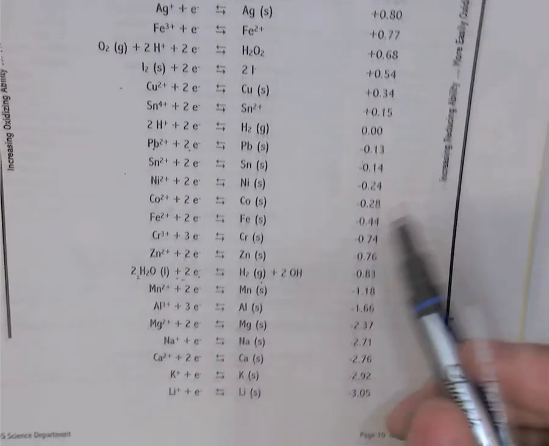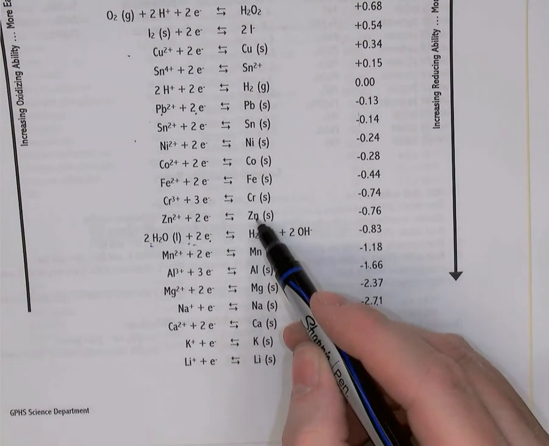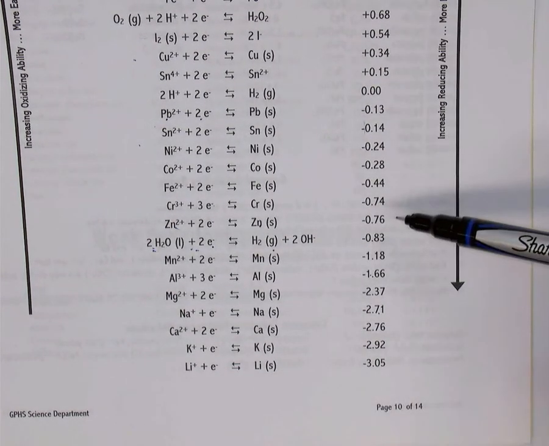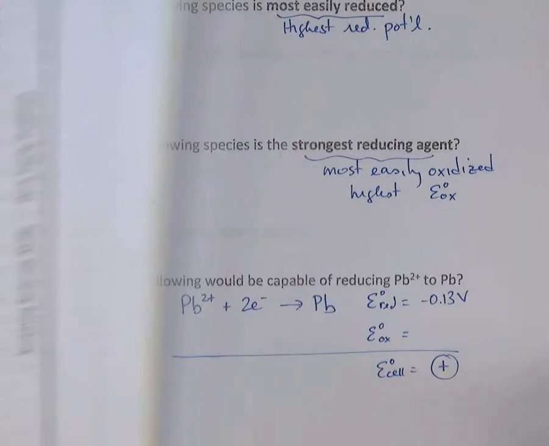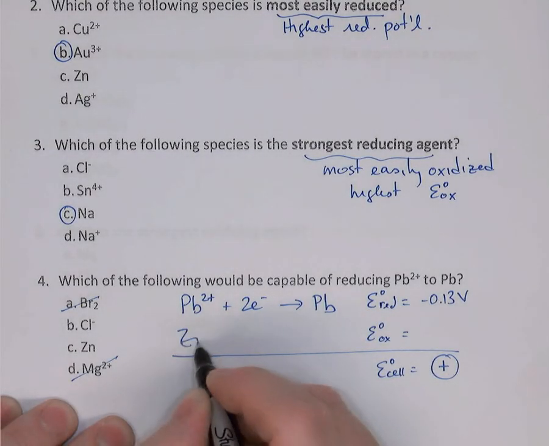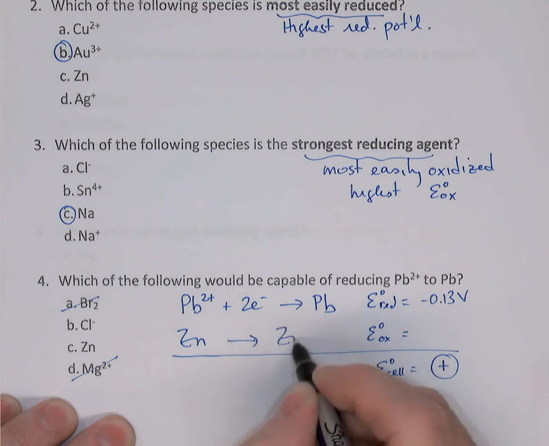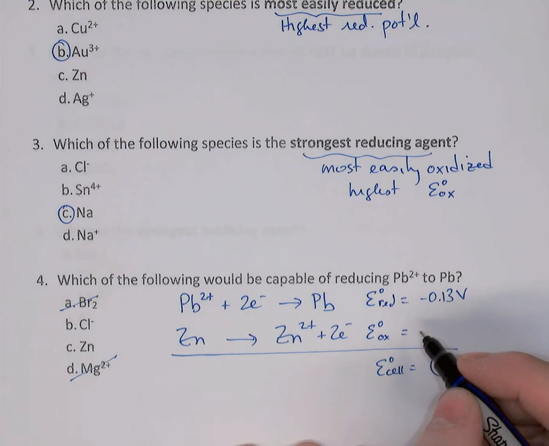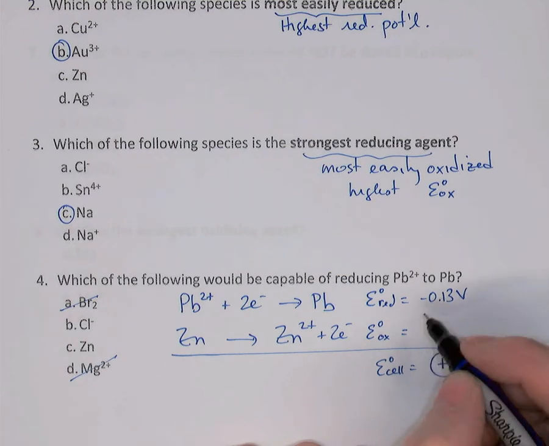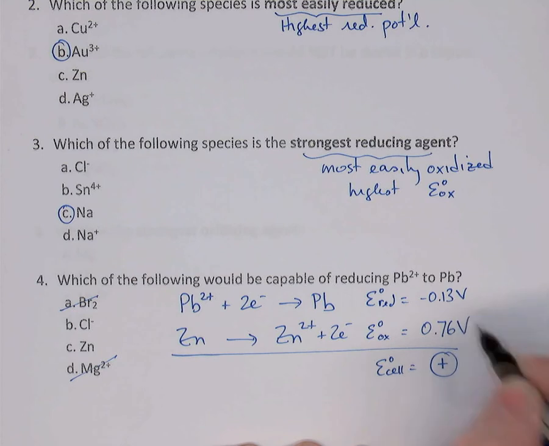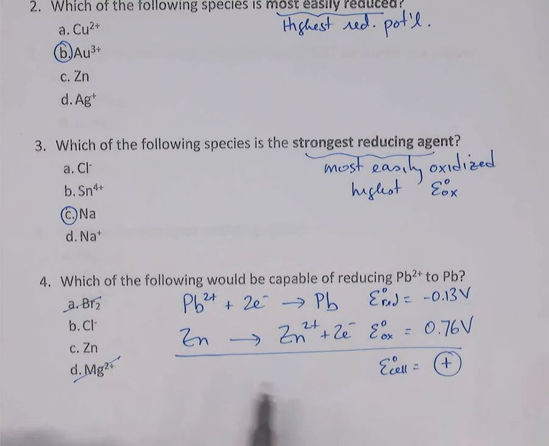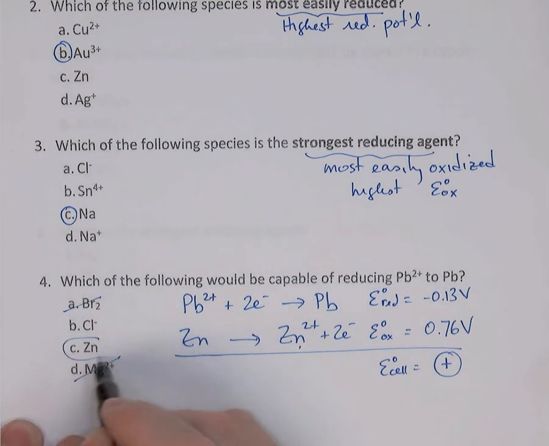And zinc is down here. Zinc can be oxidized near the bottom to form Zn2+. Of those two, the higher oxidation potential was zinc. So I'm going to start with that as a guess. Zinc, if it gets oxidized, becomes Zn2+, loses 2 electrons, and its oxidation potential is positive 0.76 volts. Now notice when I add those together, I'm going to get a positive cell potential, which means that this was the right answer. Zinc being oxidized is the best choice.